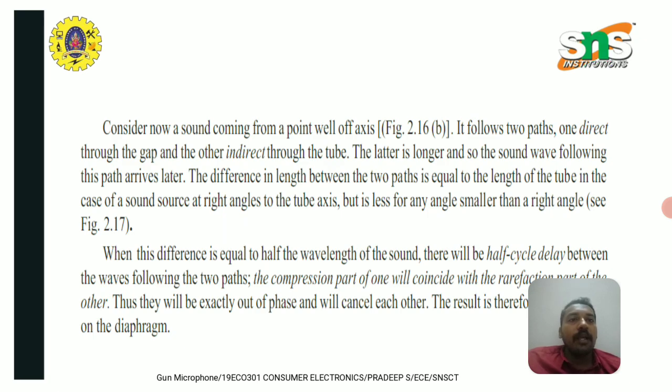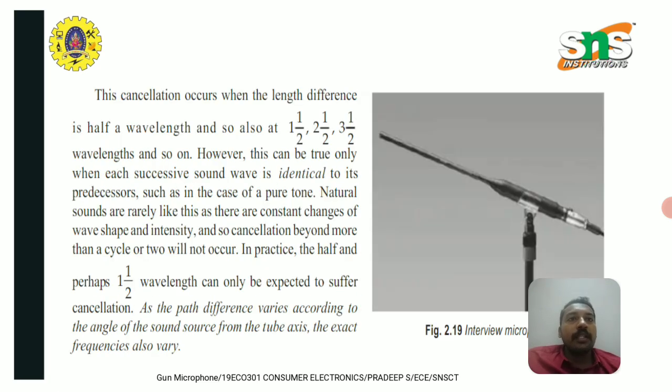right angle. When the difference is equal to half the wavelength of the sound, there will be a half cycle delay between the waves following the two paths. The compression part of one will coincide with the rarefaction part of the other. This cancellation occurs when the length difference is half a wavelength, and so also at 1.5, 2.5 and 3.5 wavelengths and so on. However, this can be true only when each successive sound wave is identical to its predecessors, such as in the case of a pure tone.